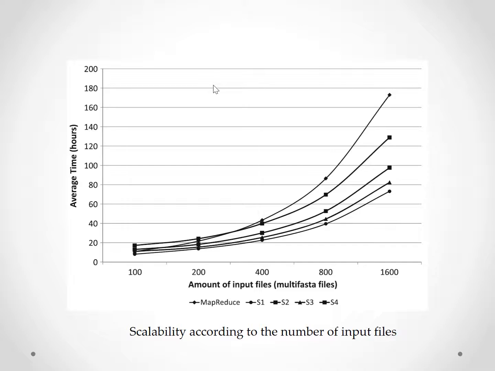Now let's talk about the scalability according to the number of input files. The x-axis here represents the amount of input files, or the multi-fasta files, and the y-axis is the average time. As you can see, these are scenario 1, scenario 2, scenario 3, and scenario 4. Now, to analyze the overhead imposed by SciCumulus when processing large volumes of data, what the paper did was execute SciPhy using 16 cores by varying the number of input files and the scenario. So it varied just the input files and the scenario.